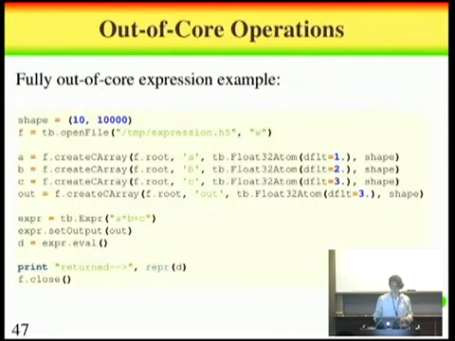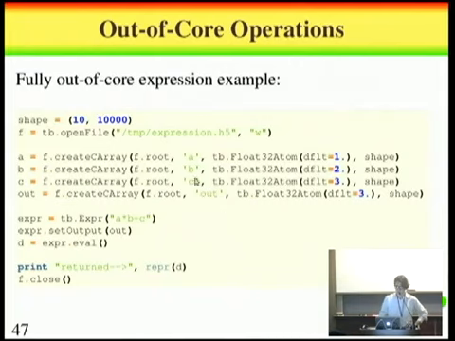Which I'll give you an example of right here. So here's a fully out of core example. Say you have this shape, it's non-trivial. This is right from the PyTables docs. You've created these three A, B, C arrays in your HDF5 file. They've been defaulted to 1, 2, and 3 as their fill values. And then we've also declared a C array, which is just a chunked array.